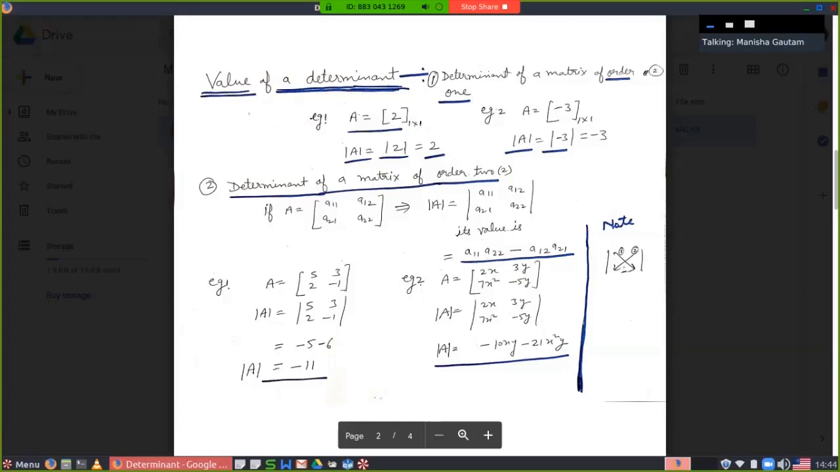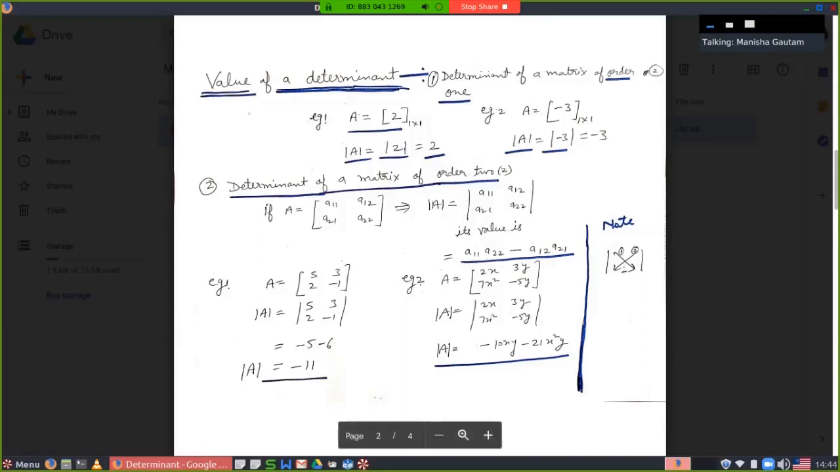Second example, A is equal to the matrix having elements 2x, 3y, 7x square, minus 5y, a 2 by 2 order matrix. Again, it is written in the form of a determinant. Determinant of A is equal to the determinant of these elements. Now first you have to multiply 2x by minus 5y, put a minus sign, then 3y by 7x square. You will get minus 10xy minus 21x square y.